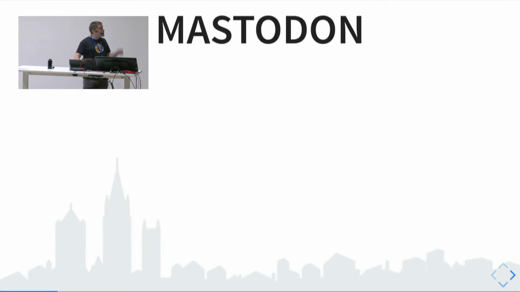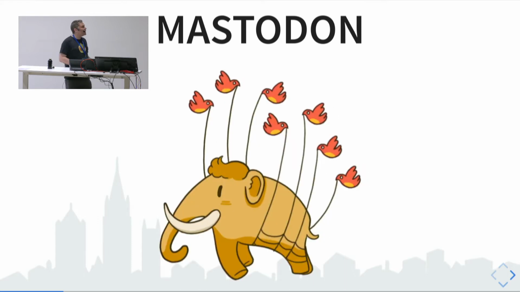So I'm just going to run through some of the existing sites of the standard Fediverse, the federated web. The most famous one is Mastodon. It's kind of like Twitter. It's a micro-blogging site, and it's probably the most well-known because there's at least a few thousand instances of it around on the web.